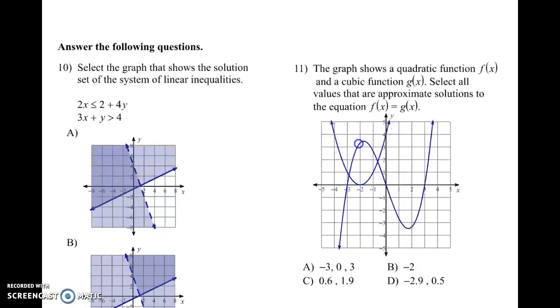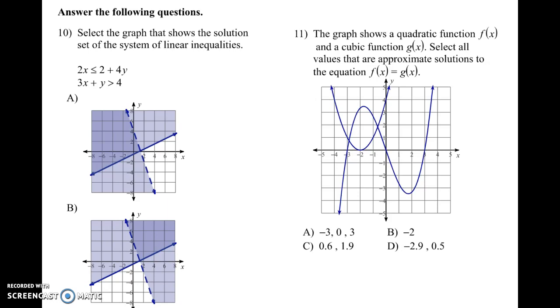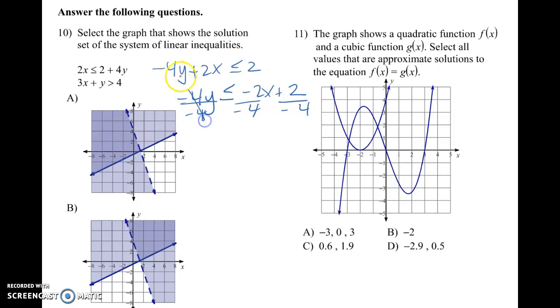All right, let's look at number 10. Number 10 was like one we had on practice 1. It says select the graph that shows the solution. So first I'm going to write these in y equals mx plus b form. So I'm going to subtract the 4y over. So I have minus 4y plus 2x is less than or equal to 2. I'm going to subtract the 2x over. Minus 4y is less than or equal to negative 2x plus 2. And now I'm going to divide by negative 4. Anytime I divide by a negative with an inequality, I have to flip that sign. So I flip that sign, and a negative over a negative is a positive. 2/4 is 1/2. And here a positive over a negative is a negative, and 2/4 is 1/2.